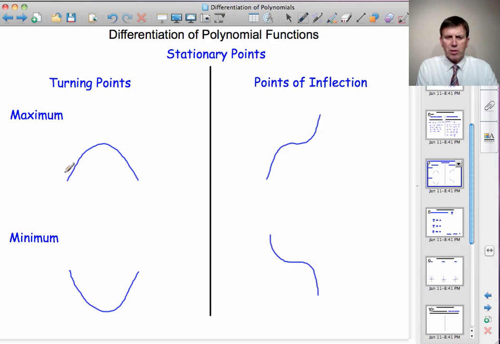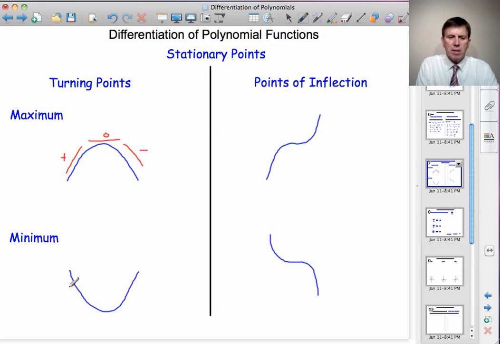Look at a maximum first. The gradient here before the turning point is positive. The gradient at the turning point is 0, and the gradient after the turning point is negative. And we can see how a maximum fits in between those gradients. So if we test just before the turning point and just after the turning point, and we get positive gradient followed by negative gradient, then we have a maximum.